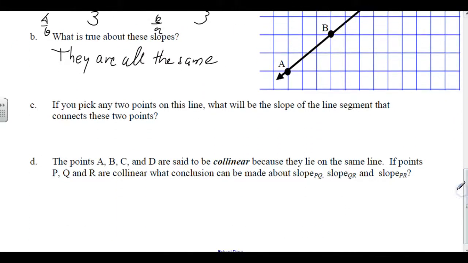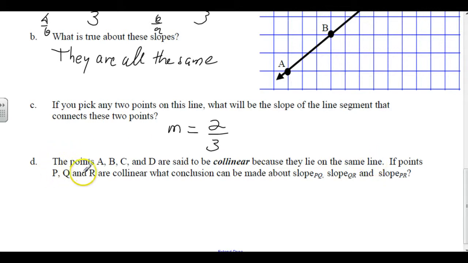So if you pick any 2 points on this line, what will be the slope of the line segment that connects these points? Slope will be 2 over 3. The points A, B, C, and D are said to be collinear, which means they lie on the same line.